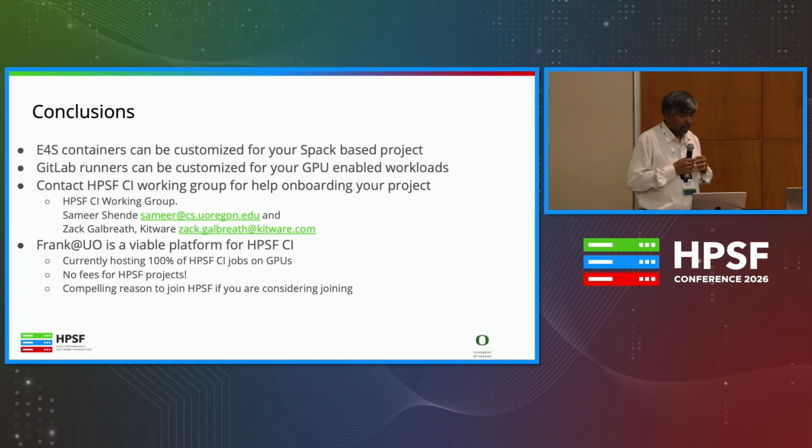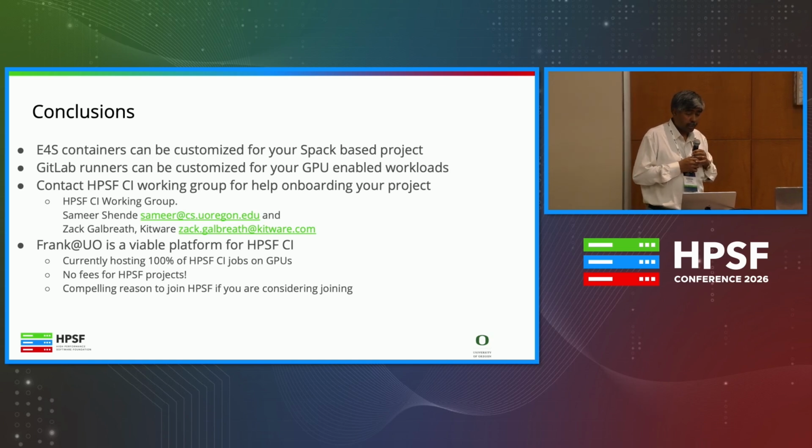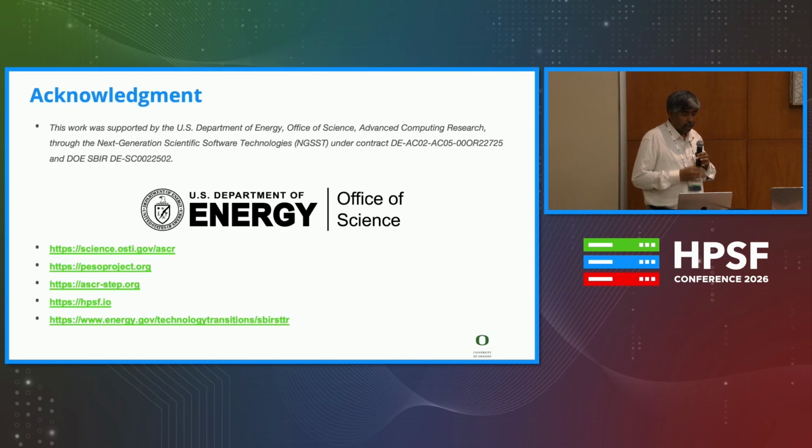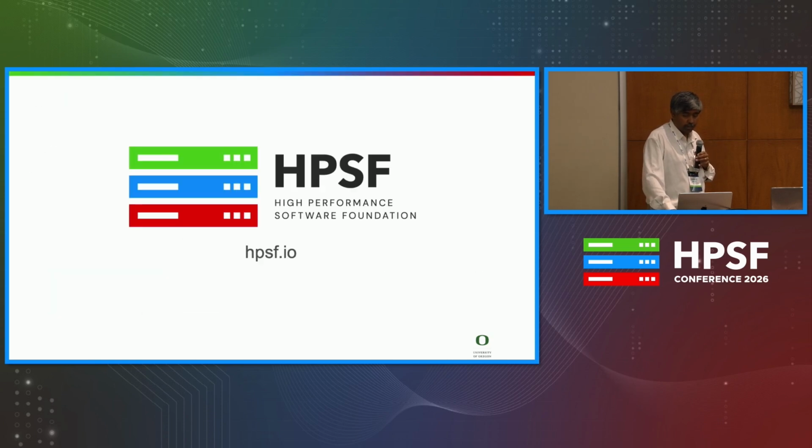And I would like to conclude by saying Frank at the University of Oregon is a viable platform for HPSF CI. It's currently hosting 100% of the HPSF CI jobs on GPUs. There are no fees for projects for HPSF, and this is a compelling reason for projects to consider joining HPSF too, to get free CI cycles. And I would like to thank the US Department of Energy Office of Science and various projects that are supporting this, as well as the ECP and HPSF. So any questions?